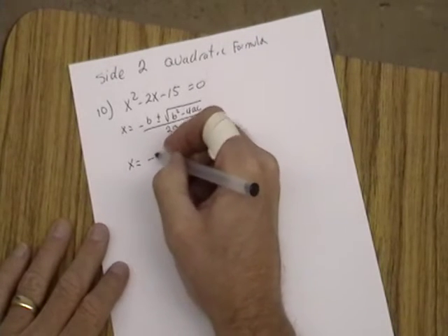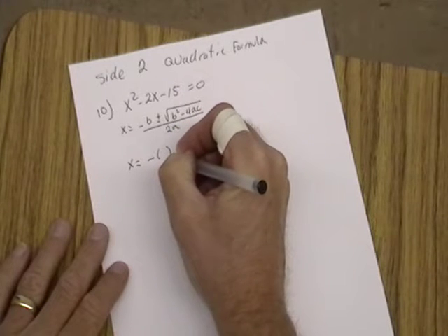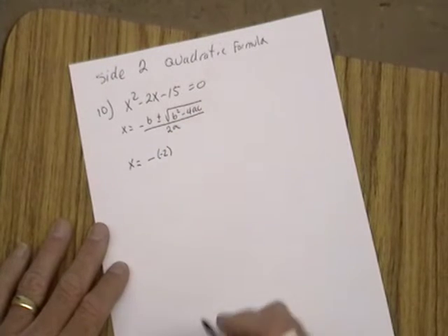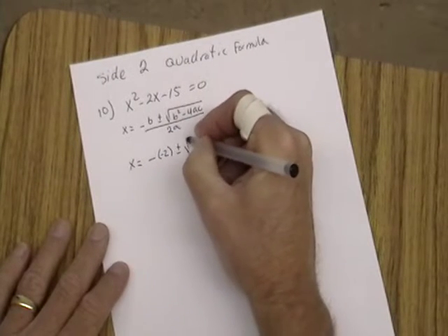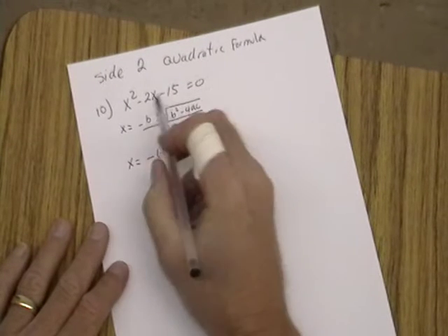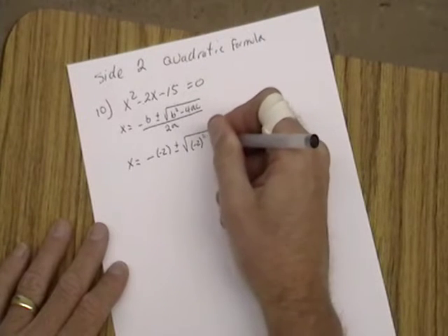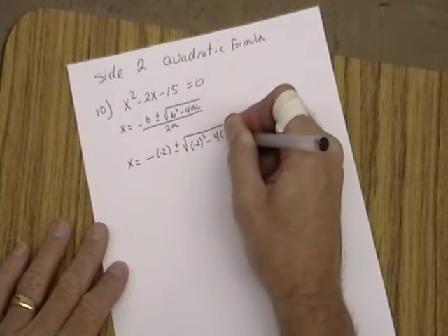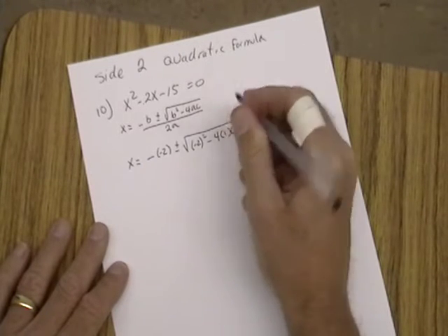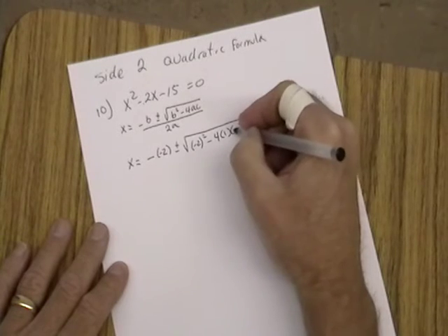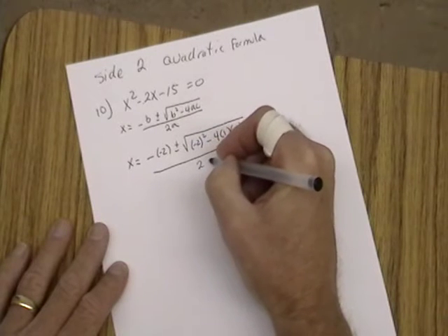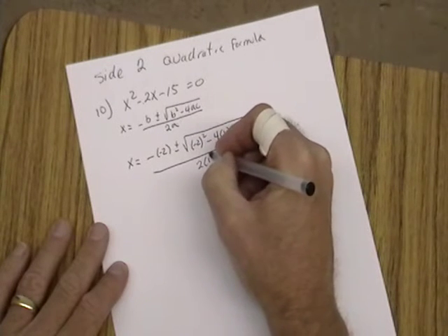So we're going to go negative, and then instead of a b, we're going to write parentheses. And the b is the negative 2. So we're going to put that inside the parentheses. Plus or minus the square root of b squared. We're going to put a parenthesis in place of b. And inside those parentheses, we put the negative 2 again. And then in place of an a, put parentheses. And in place of the c, put parentheses. The a is going to be a 1. And the c is a negative 15. And it's all over 2a. And a, again, is 1.